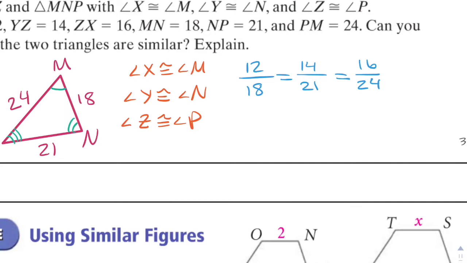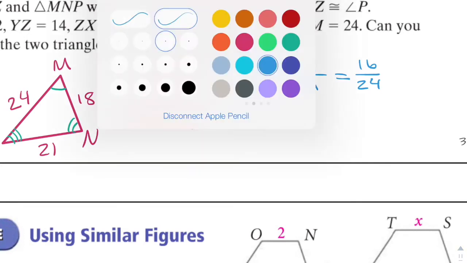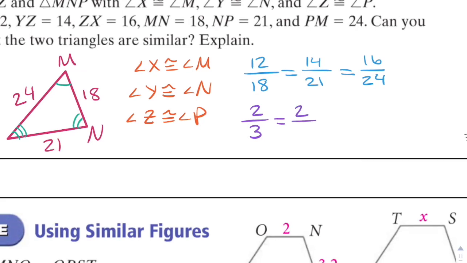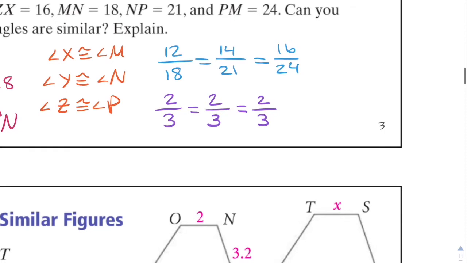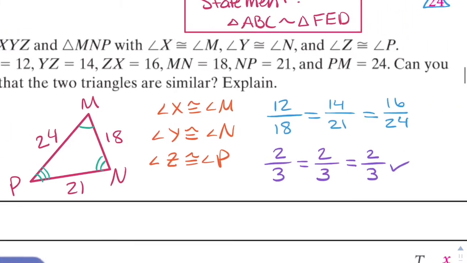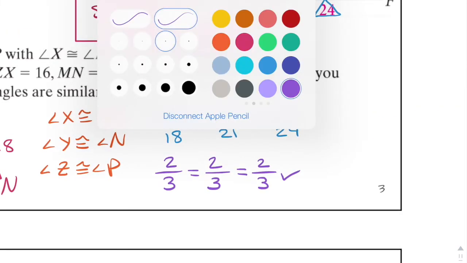I'm going to try to simplify this and see if it all works. So 12 and 18 can both be divided by 6: 2/3. 14 and 21 both are divisible by 7: 2/3. And then 16 and 24, if you divide by 8: 2/3. And to me, looks like they are proportional. So, can we conclude that the two triangles are similar? We can.